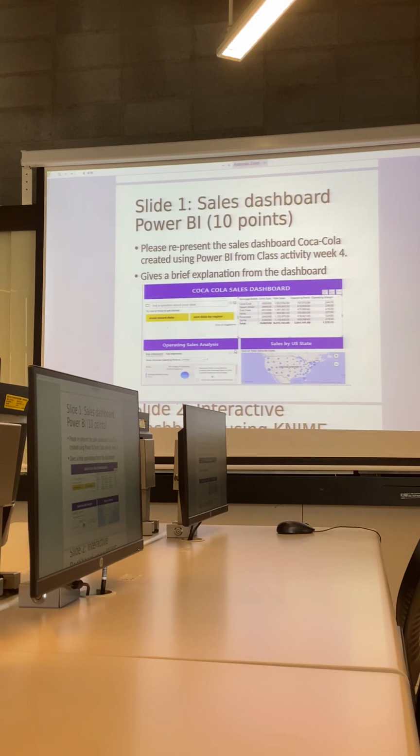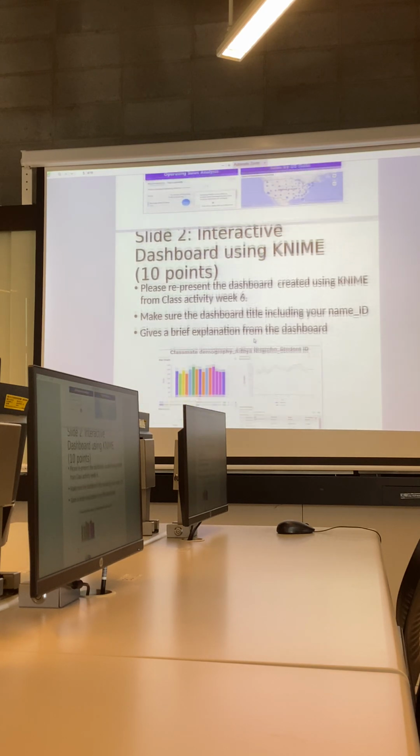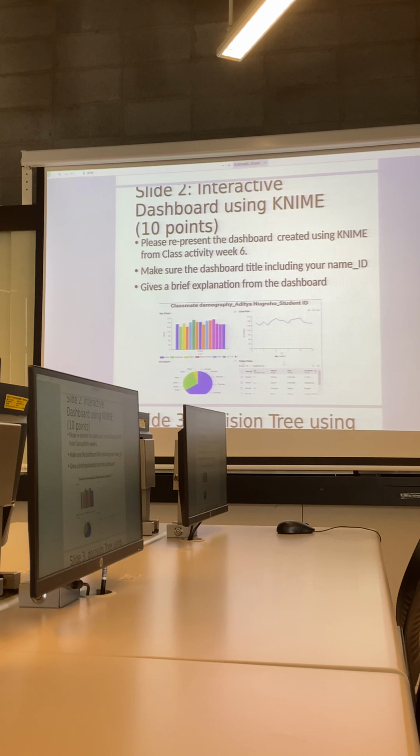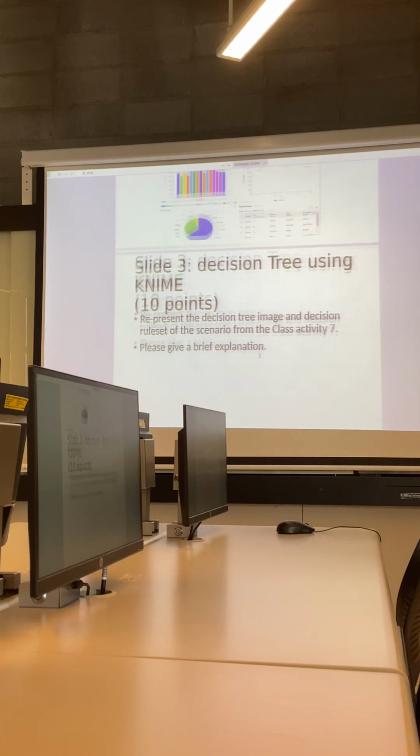So slide 1, you can show your Coca-Cola sales dashboard, like this one, and then explain what it is, what it means, and what information you can get from this Coca-Cola sales dashboard. Slide number 2, interactive dashboard using 9, similar but using 9. Don't forget to use your name, and explain what you can get from this dashboard.